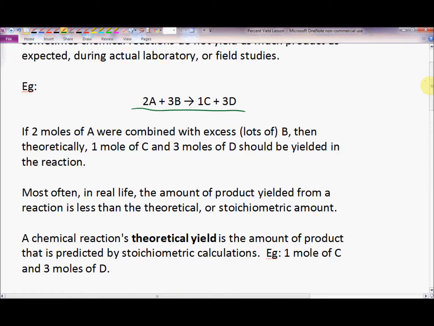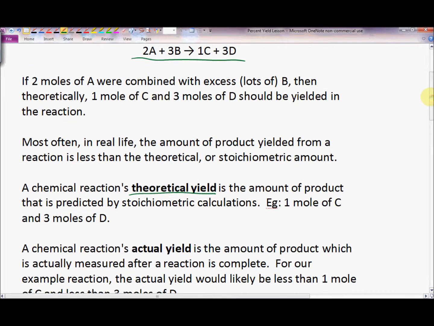So here are some definitions to help us through this. A chemical reaction's theoretical yield is the amount of product that is predicted by stoichiometry. For example, in this equation here, as long as we had 2 moles of A and 3 moles or more of B, then we should end up with 1 mole of C and 3 moles of D. That would be the theoretical yield.